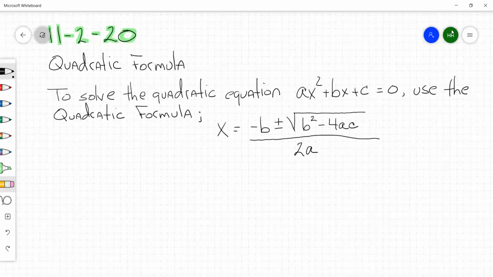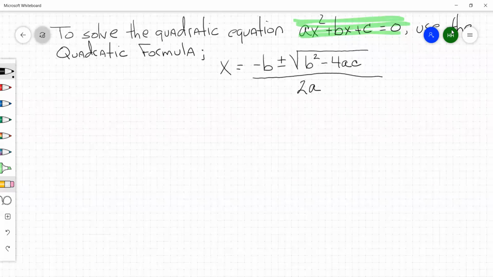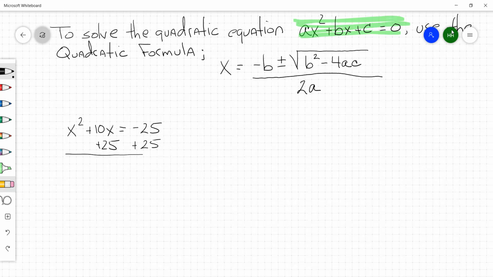When you decide to label or choose your a, b, and c values, the equation has to be in this form, ax squared plus bx plus c equals 0. And here's what I mean. If you were to get a problem that looked like x squared plus 10x equals negative 25, you got to add 25 to both sides first. So your x squared plus 10x plus 25 is now equal to 0.